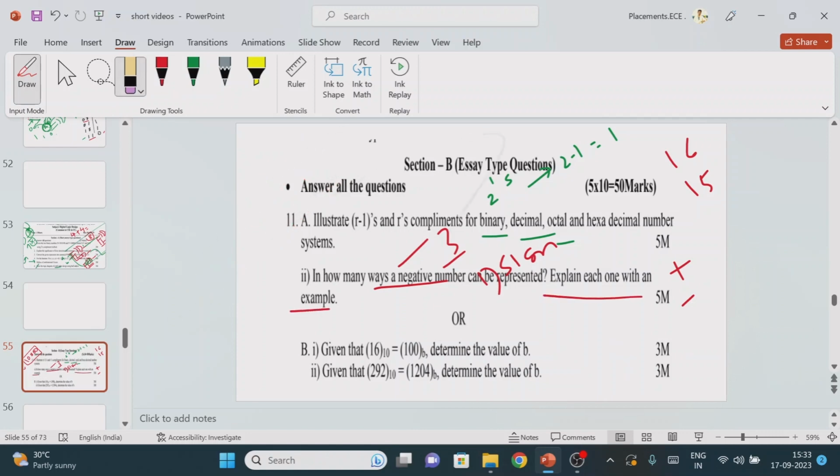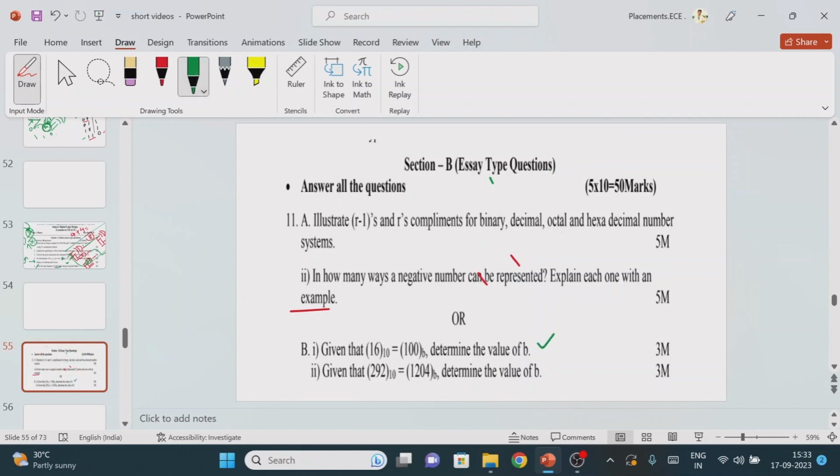Now try to read the next question, the last question. They have given some number, and for that given output they have given some b value. We need to determine the b value. This is a somewhat difficult question. In the normal number system we don't solve these kinds of questions, but most of the time they ask this type of question.